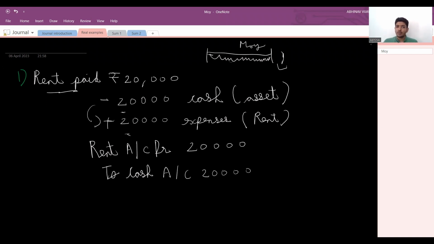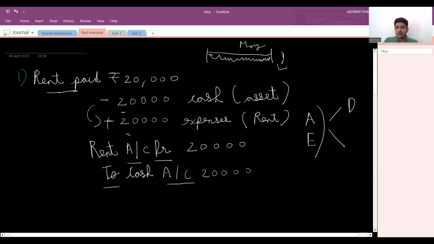Wait. I'm going to explain everything. Now, what is this debit? What is this to? What is this account? DR is the short form for debit. As per our super secret technique, I forgot to write this down. Whenever an asset or expense increases, it will be debited. And whenever an asset or expense decreases, it will be credited. Correct?